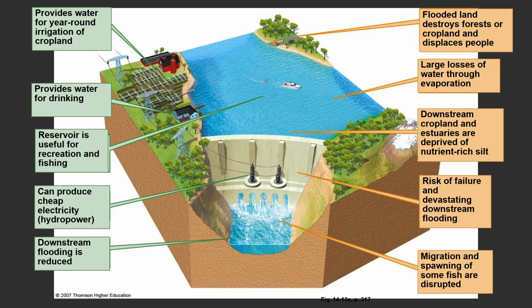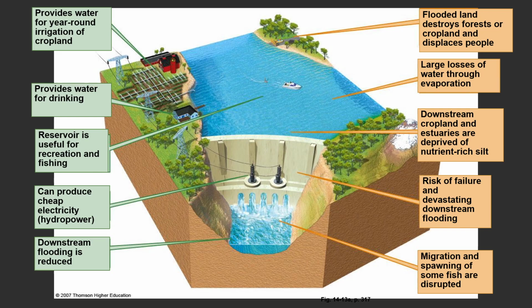So these are some of the benefits and the downsides to building a dam. We'll look at the benefits first. One of the nice benefits of building a dam is that you can have water for year-round irrigation of cropland. As you build near here, you're always going to have a source of water. It can also provide a source for the water that you would drink. The reservoir is typically used for recreation and fishing, and you can get electricity cheaply because hydropower does not require a whole lot of money to make it happen. It also can reduce flooding downstream because you are able to control the water flow out of the dam.